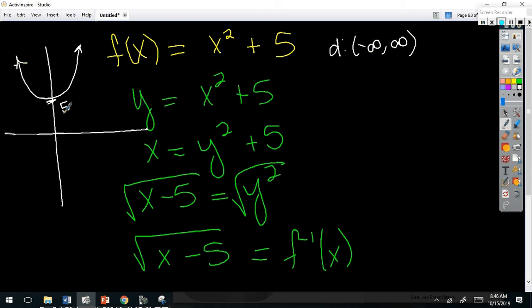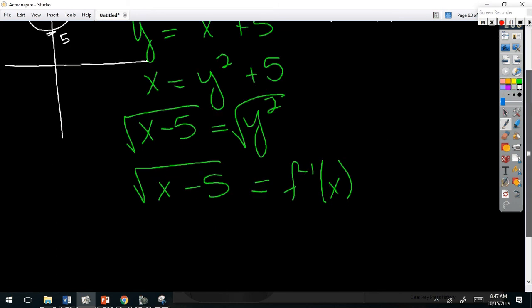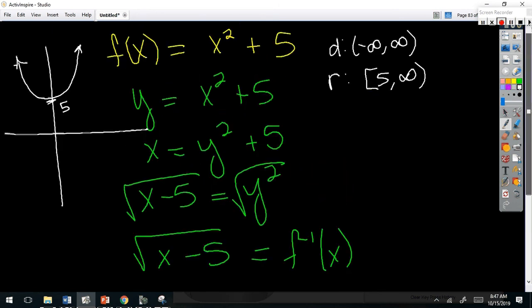What is the range then on that parabola? Close. 5 to infinity. The smallest it can be is 5, and then it goes up forever, right? Everybody okay on that? Now, a couple of things are going to change because, yes, domain and range switch places for the inverse, but there's also some additional restrictions as we go through here.